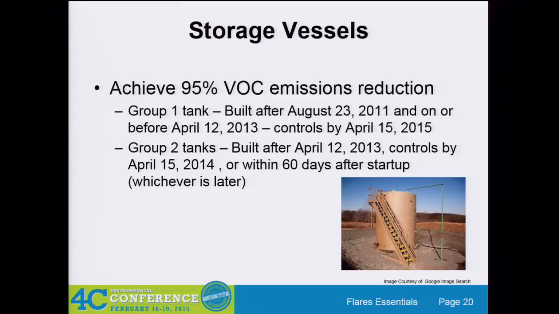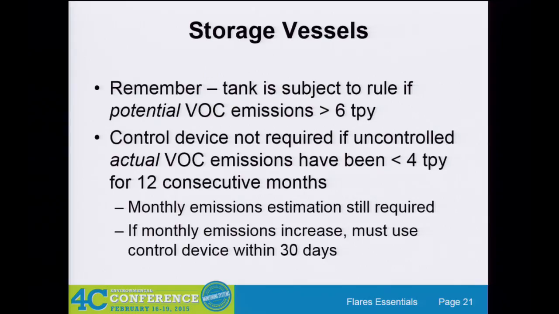So your Group 1 storage tanks, built between August of 2011 and April of 2013, still have a couple more months to be in compliance with the control device requirements and reductions. Group 2 has passed. So for anything built new, in this case after April of 2014, you've got a 60-day window to have your controls in place. So the reality is folks are starting up their new facilities with controls in place, because that's really the only way you're going to meet this 60-day requirement.